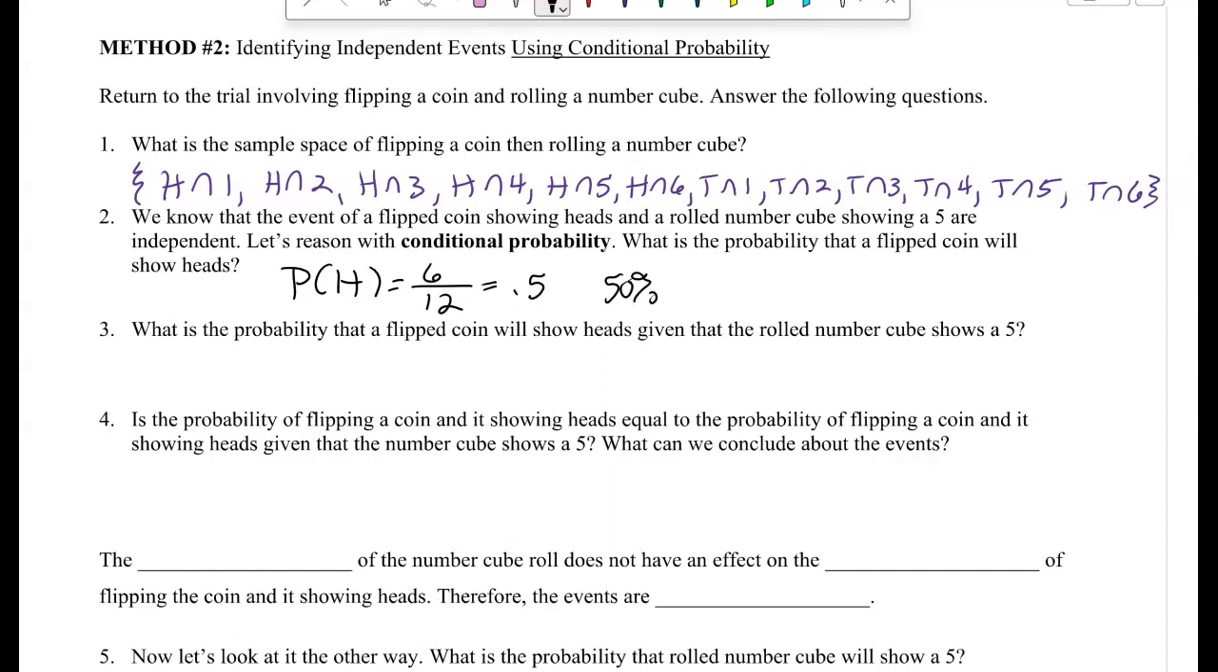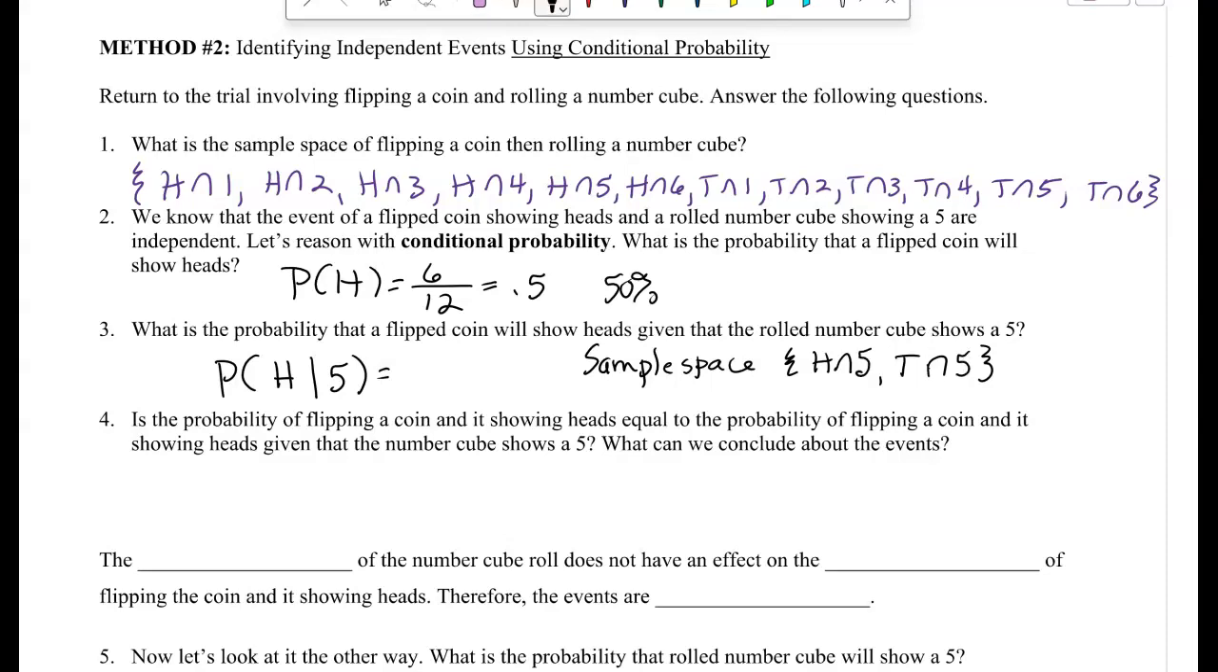Okay? Now, using this same information, I want you to think about this for a moment. What's the probability that a flipped coin will show heads given that a rolled number shows 5? So the probability of getting a heads given what got rolled? A 5. Okay, so if that's the case, my sample space turned into what? My sample space before was 12. What's my sample space if I have to have a 5? 2 of them. I have heads in 5, and I have what? Tails in 5. And my 5s are looking really funky today.